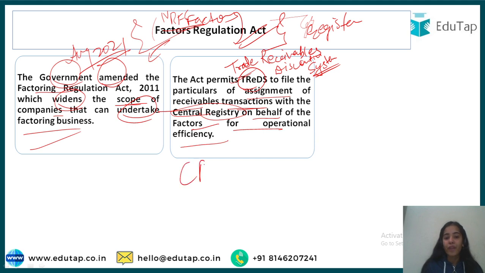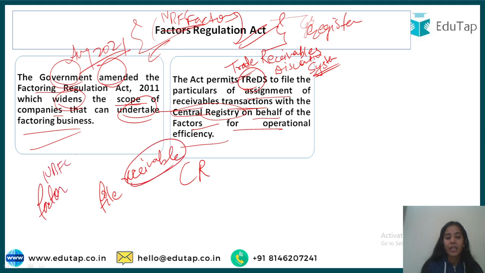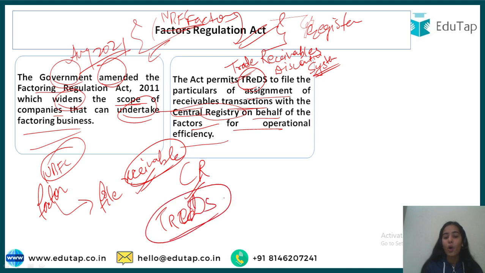So you have to file your receivables. The factor, that is the NBFC that is providing the factoring services, has to file the receivables with the central registry, and this is done through TREDS, which is an online platform provided by the government.